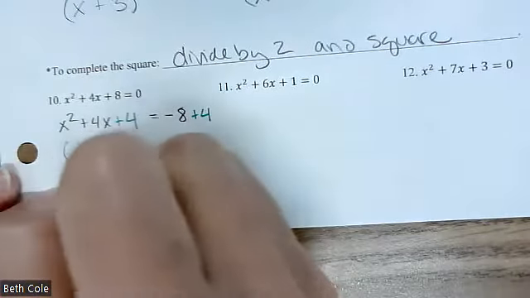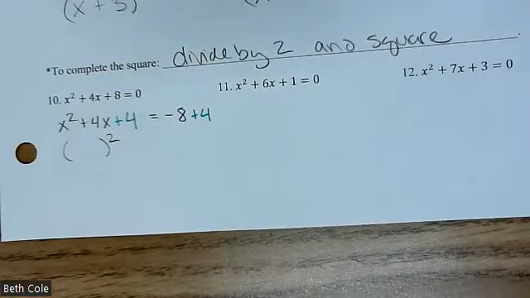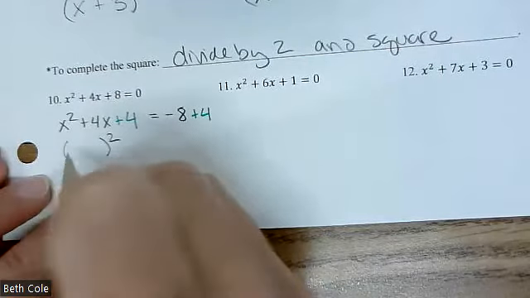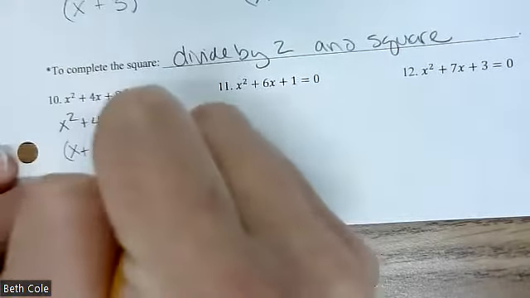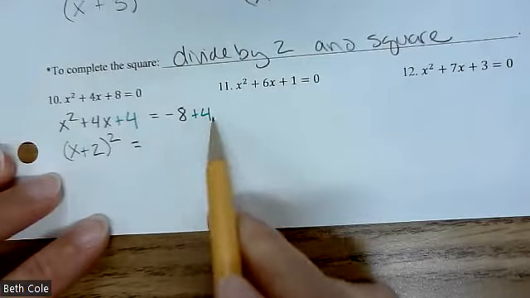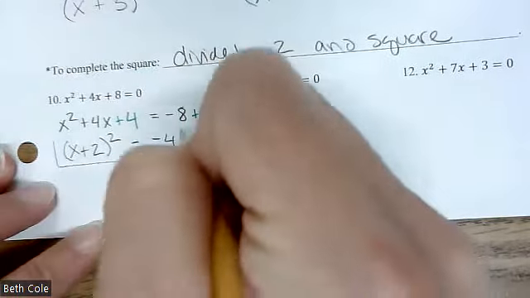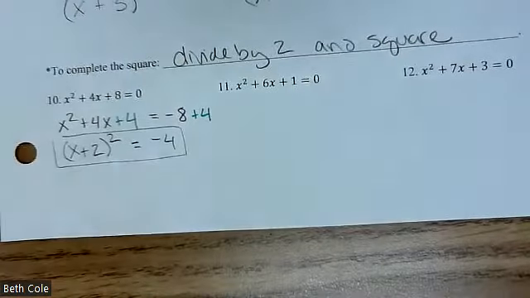And then we want to write this as a twin. We want to write it as something squared. So what would go in that blank? There will be a 2, but also x plus 2 squared equals, and then what would this give us? -4. That's it.